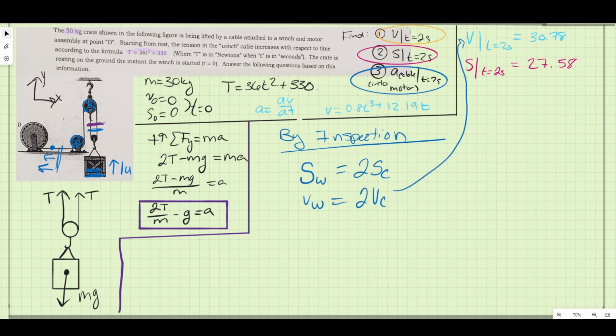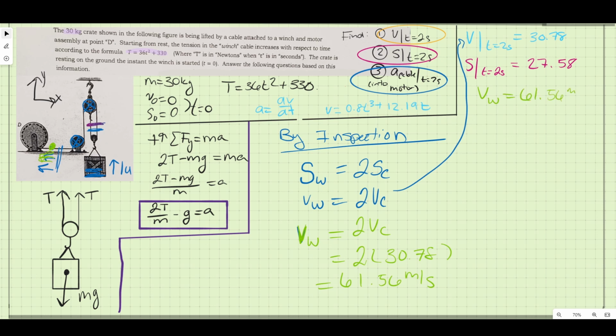So now that we know what V_C is, we can say the velocity of that point, the point that we have way over here, as it goes in here, is going to be twice the velocity of the crate as the crate goes up. So the velocity of the winch, or that point on the cable, will be 2V_C, which we can plug V_C in, which will be 2 times 30.78. And this will end up equaling 61.56 meters per second.